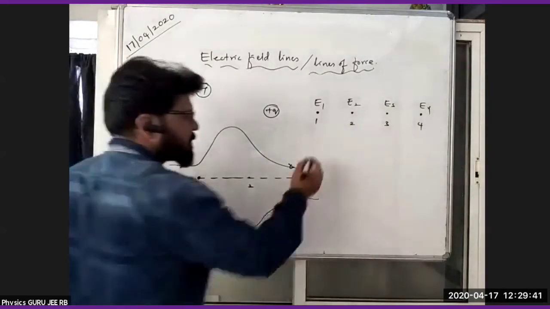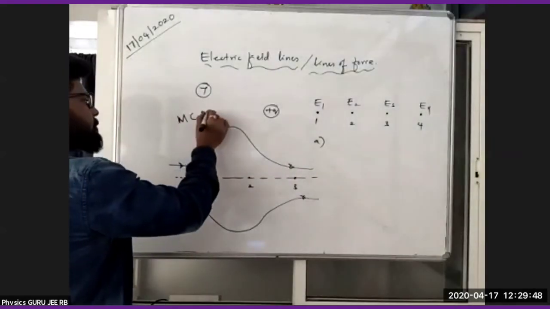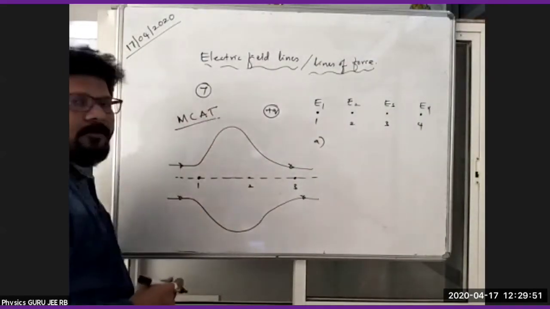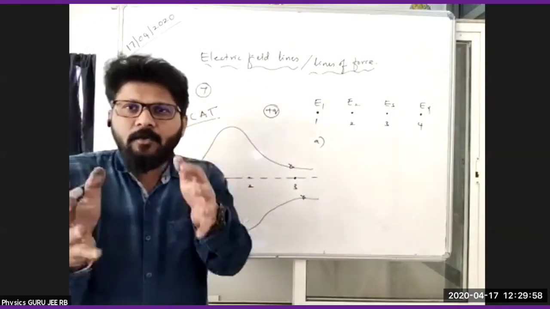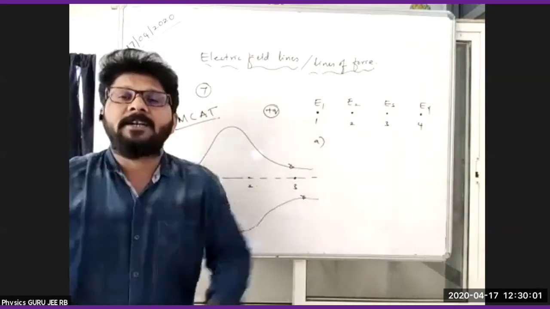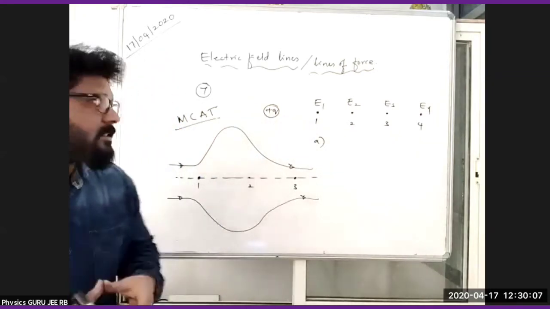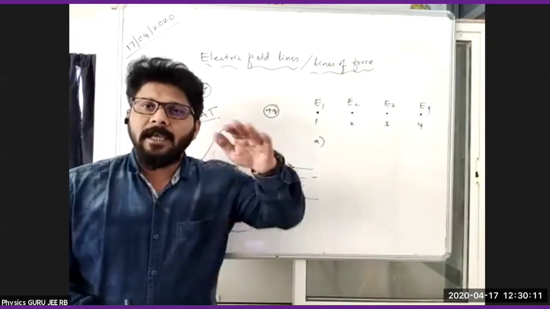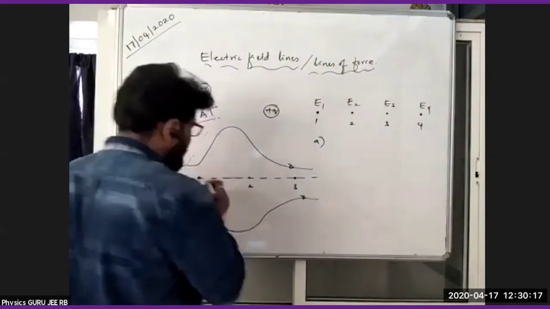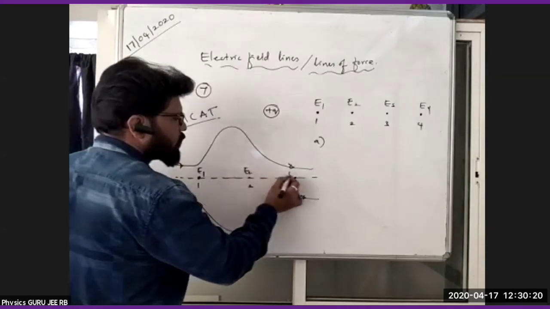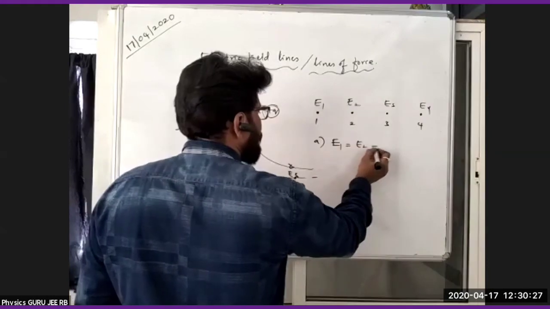Now electric field intensity, option A, a multi-correct answer type question. That means the relative closeness of electric lines will give the magnitude of electric lines of force or electric intensity. That is the 7th point. The density or the relative closeness of the electric lines will give the electric field intensity. I'll give the electric field at this particular point as E1, here it is E2, here it is E3. Now E1 equal to E2 equal to E3.